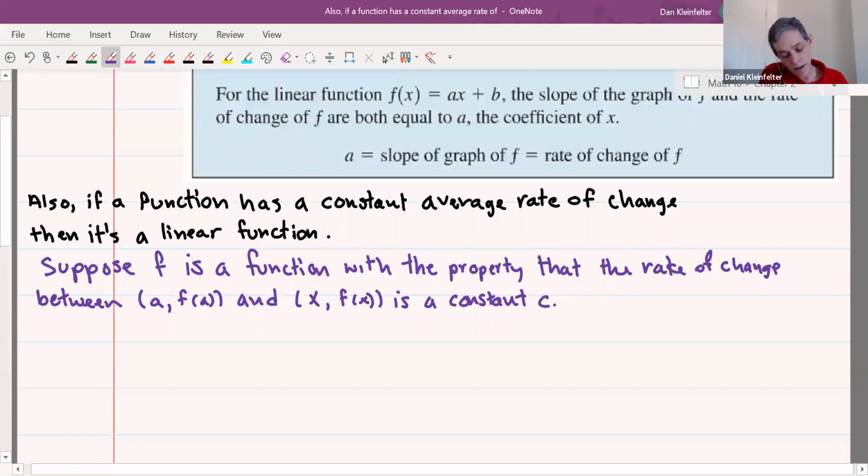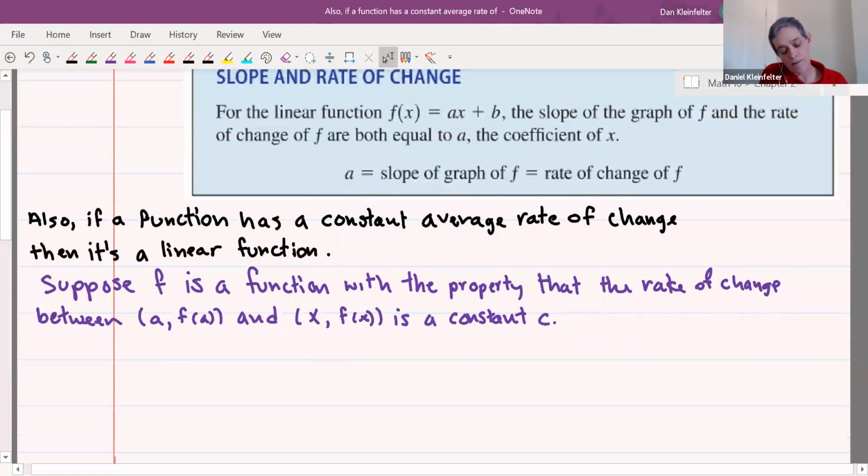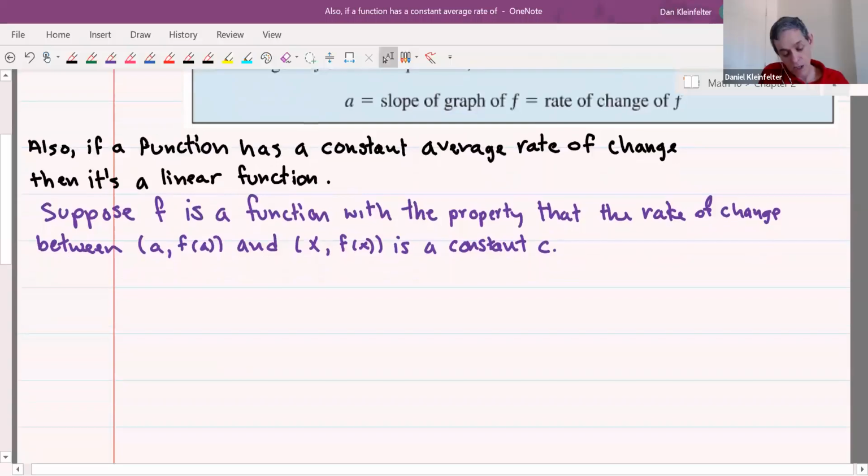So we know that a linear function has a constant slope. What we want to do in this next part is see that the condition goes both ways. If you have a function that has a constant average rate of change, then it's necessarily a linear function. So let's just suppose that f is some function, any function that you want, and you happen to know that the rate of change between the point (a, f of a) and (x, f of x) is a constant c.